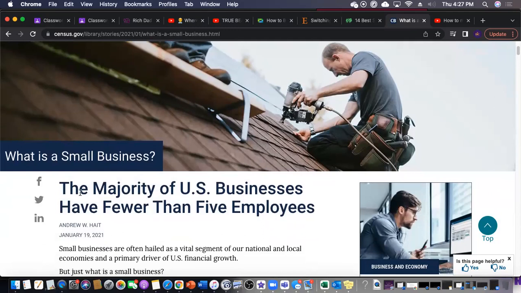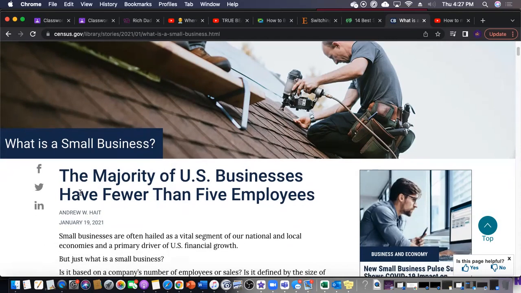The majority of US businesses have fewer than 5 employees. So majority of US businesses, whether you are a... I sound so funny, hold on. Oh, okay. Around this time, I do a lot of talking. I do a lot of talking in public. I do a lot of talking now. And so at a certain time, I started sounding funny. So excuse me.